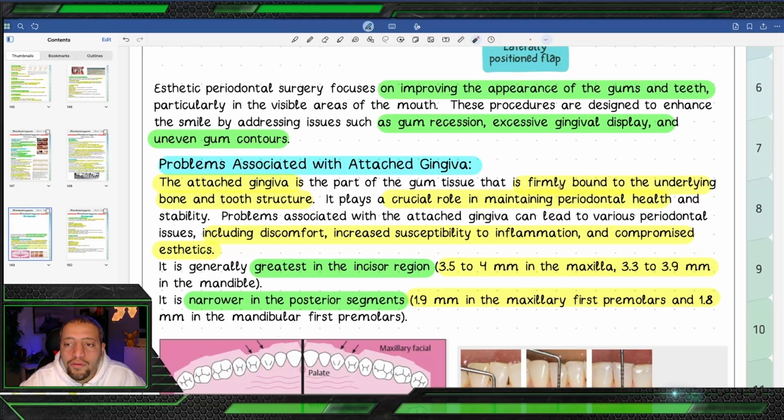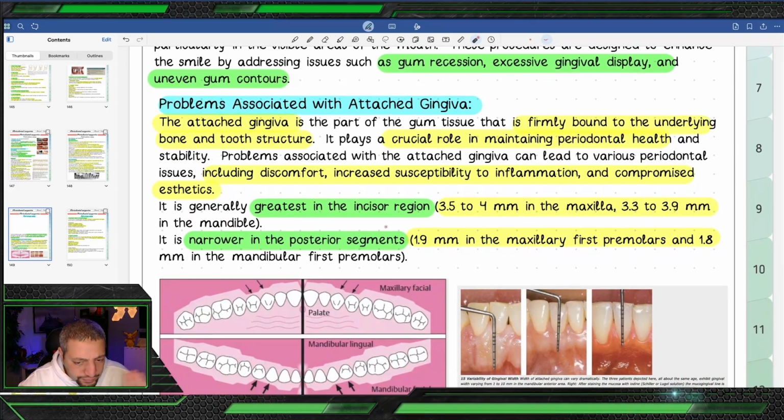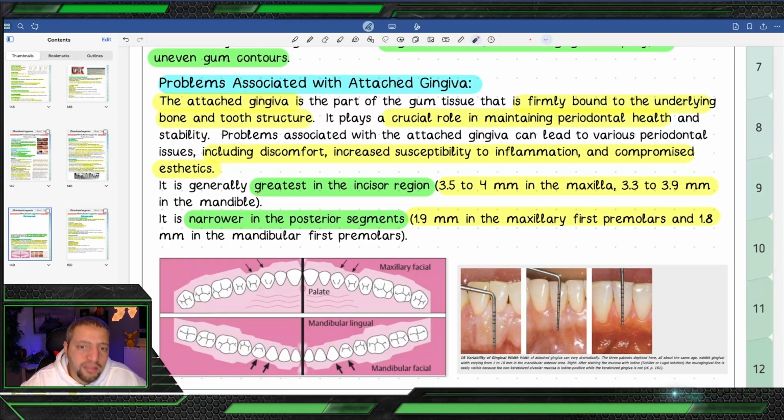Attached gingiva is the part of the gum that is firmly bound to the underlying bone and tooth structure. It plays a crucial role in maintaining periodontal health and stability. Problems associated with attached gingiva can lead to discomfort, susceptibility to inflammation, and compromised aesthetics. Usually, in a normal patient, the greatest area of attached gingiva is in the incisor region, typically in the maxilla. So in the upper maxilla, we have the greatest zone of attached gingiva, between 3.5 to 4 mm in the maxilla, 3.3 to 3.9 mm in the mandible.